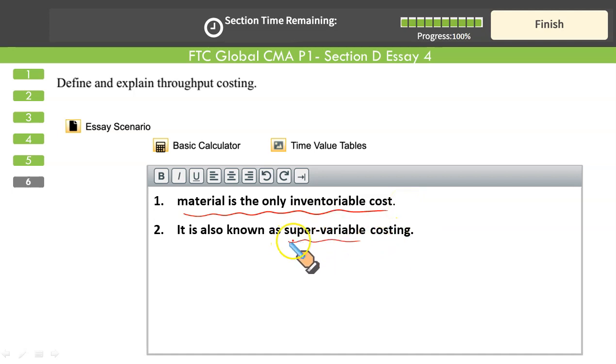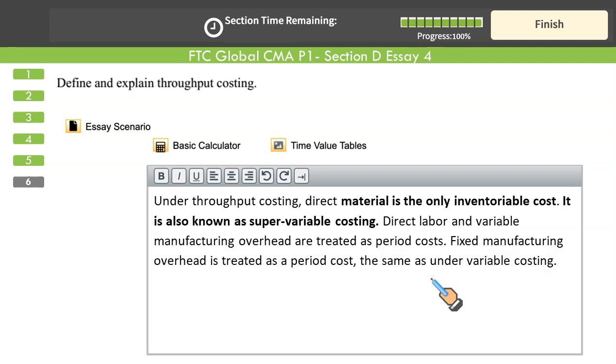Super variable costing is also what it is called, and throughput contribution is calculated by deducting just the direct material. All the other costs, labor, variable overheads, variable selling, admin, they are considered fixed, right? So under throughput costing, direct material is the only inventoriable cost. It is also known as the super variable cost. All the other costs are considered as period costs. And that completes your essay type number 4.